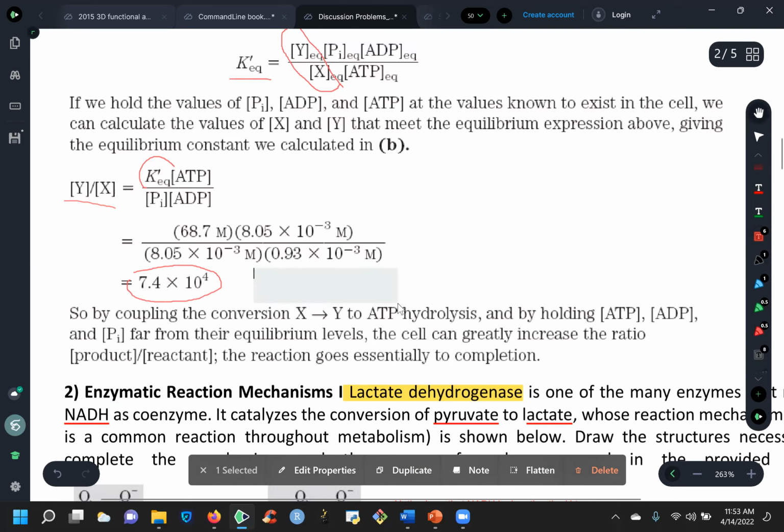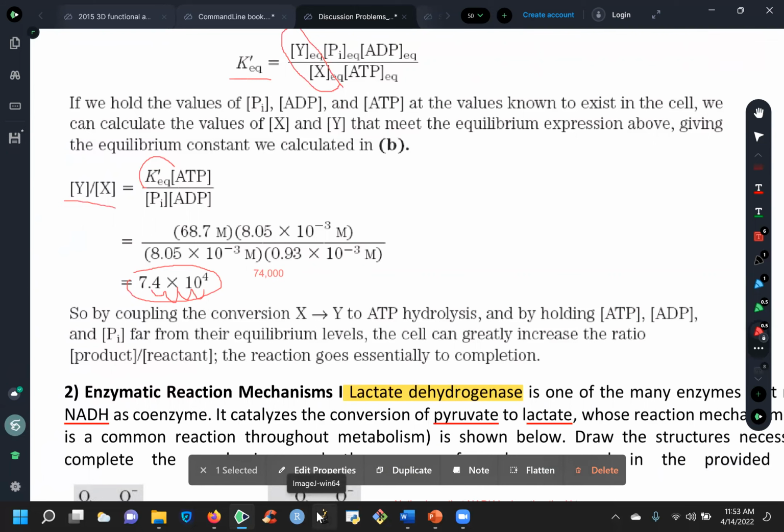That's the ratio of products over reactants. So the answer is actually 74,000, right? Is that number high or low? That's really high. So what does that mean? The ratio of Y to X is really high. The ratio of product to reactants is really high. Well, it's not really favorable. It's a lot of products. Does everyone agree? What is happening?